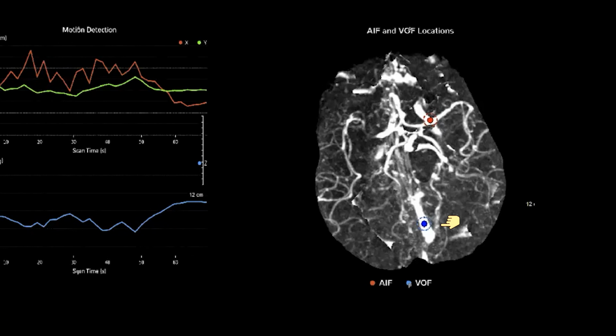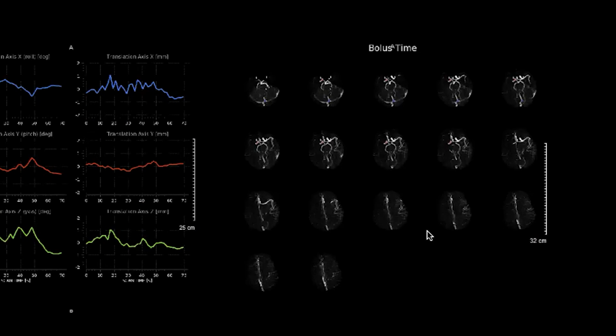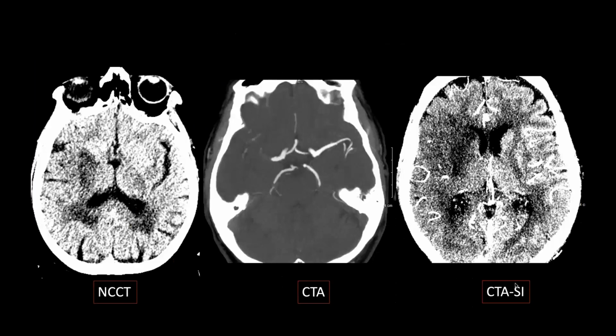Software 1 is showing me that the arterial input is correctly placed. It's on that left side, which looks normal in the vessel, and software 2 has picked on the right side. So again, these are all these extra tools that you have. And here was the non-contrast CT of that patient. The CTA shows you a right M1 occlusion.